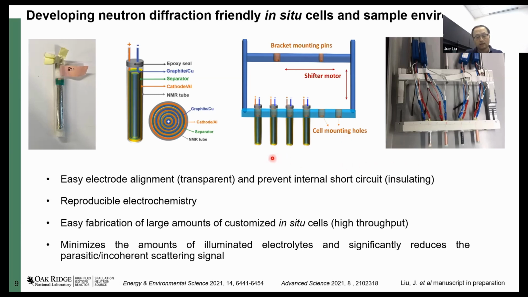And if you're interested in only doing, for example, very fast charge or discharge, then you can also stick to one of the cells. The good thing about this design is that it allows users to easily fabricate very large amounts of customized in situ cells, instead of the very costly cells, you can see some of the old examples. And they also minimize the background that we typically get from an old version of the cells.